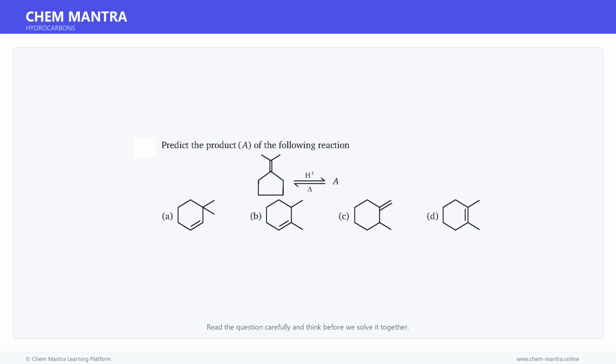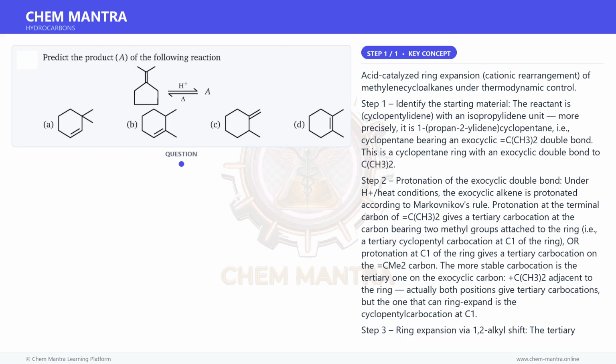Here is a question. Read it carefully and think about the answer. Let us solve it step by step. Let us first understand the key concept here. Acid-catalyzed ring expansion, cationic rearrangement of methylene cyclohexanes under thermodynamic control.